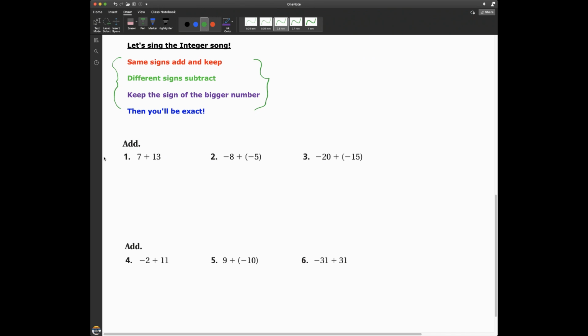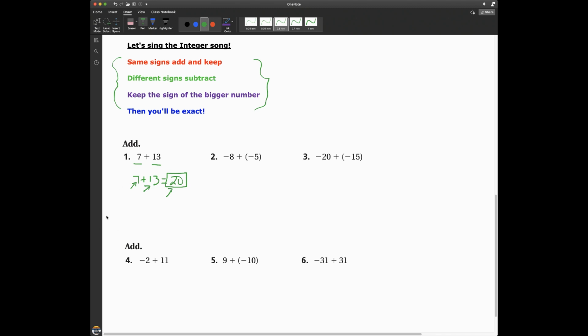All right. So the first thing we need to do when we see a problem is we need to know, do the integers have the same sign or different signs? So if I look at problem 1, I see that is a positive 7, that is a positive 13. So then I follow the first line in the song. Same signs, add and keep. So 7 plus 13 equals 20. Notice this is a positive number, this is a positive number, and your answer is a positive number. Okay?